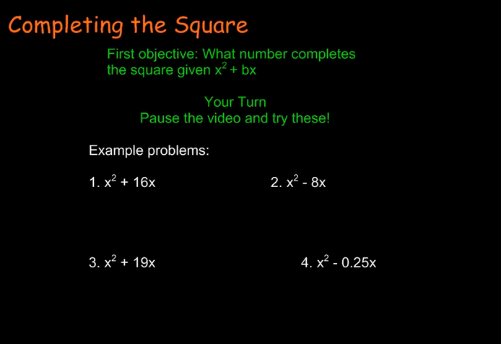Okay, hopefully you gave those a chance, and looking at our answers for these 4 problems, we end up with these. I did not write them as a binomial squared, but you could do that. For problem number 1, it would be x plus 8 squared. For problem number 2, it would be x minus 4 squared. Problem number 3 would be x plus 9.5 squared. And for problem number 4, it would be x minus 1/8 squared, or 0.125.